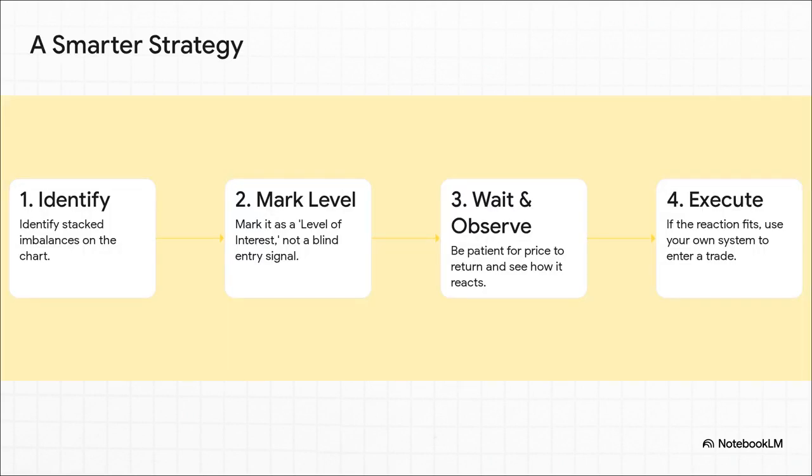This all leads us to a much smarter strategy. Okay, step 1. You spot the stacked imbalances on the chart. And this is the absolute key, you do not just trade it. Instead, you mark that area as a level of interest. Then, you do the hardest part in all of trading. You wait. You patiently wait for price to return to that level. And finally, you observe. How does the market react there?